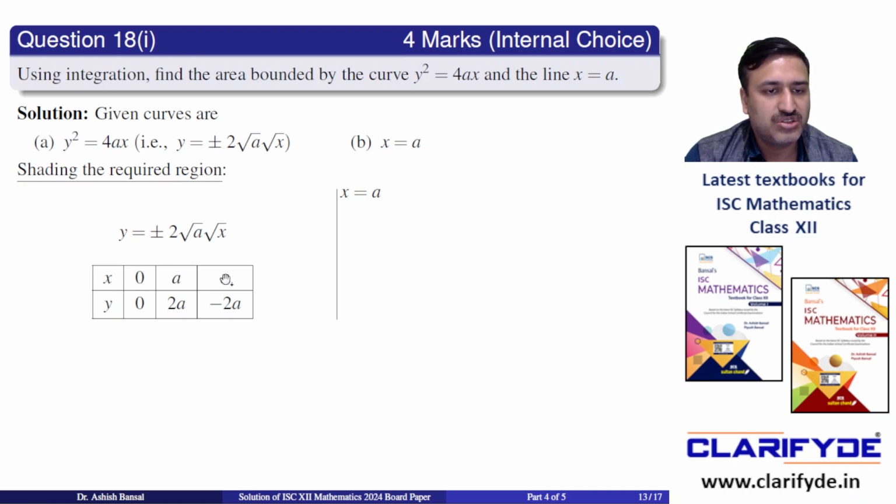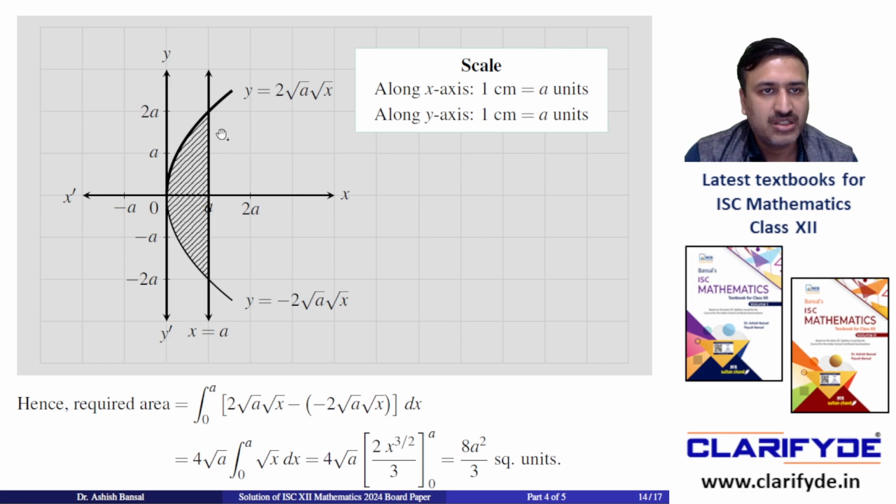For corresponding values of x, we can get the respective values of y, and these points can be used to plot the curve. So this is y equal to 2 root a root x, and this is y equal to minus 2 root a root x. These are the two branches of this parabola, and this is the line x equal to a. So the area bounded is this, and the required area is the integral between 0 to a of the upper curve, 2 root a root x, minus the lower curve, minus 2 root a root x. That can be simplified to get the answer as 8a squared by 3 square units.